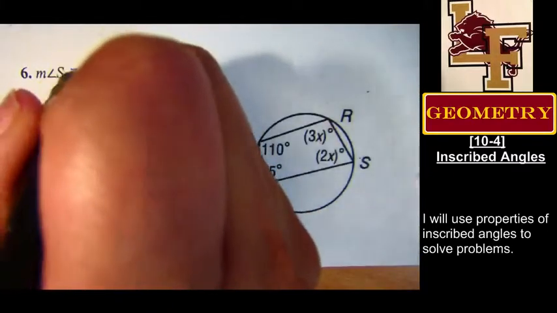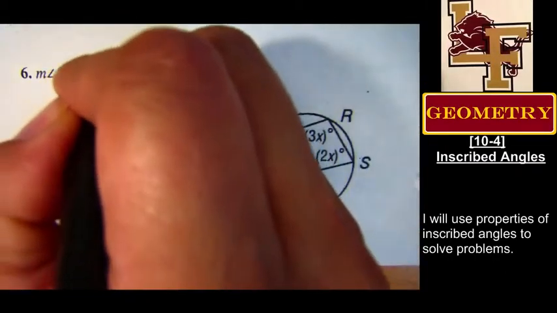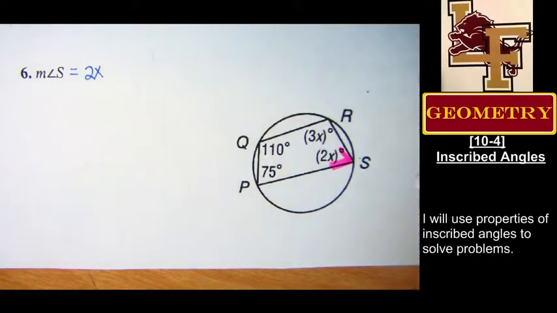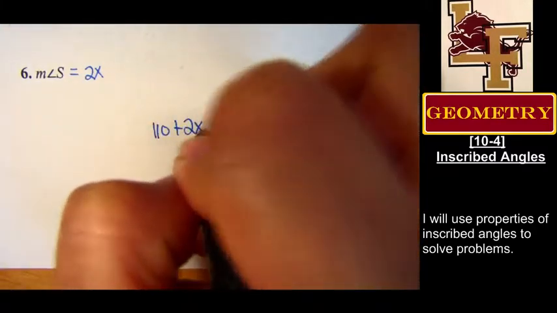The measure of angle S. What is the measure of angle S? 2x. All right. If I'm trying to find that measure, I know that that angle is supplementary to this angle. Right? I know they're supplementary? Good. So that means if I add them, I should get 180.